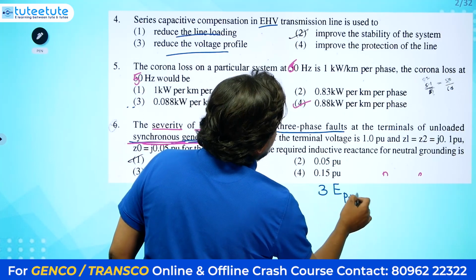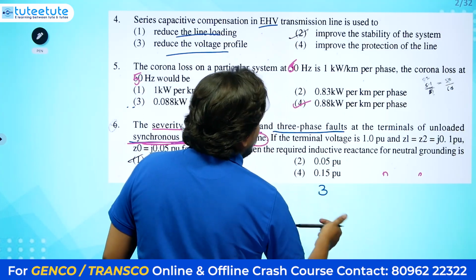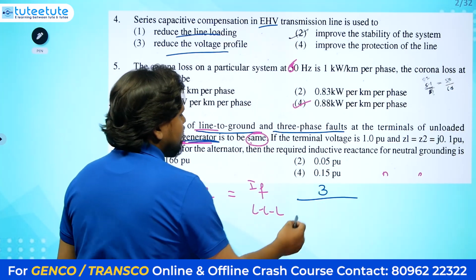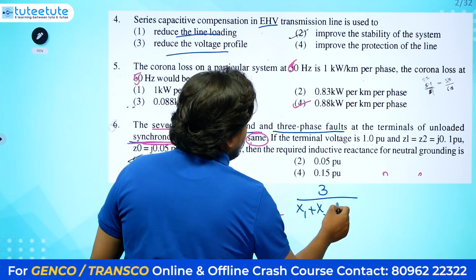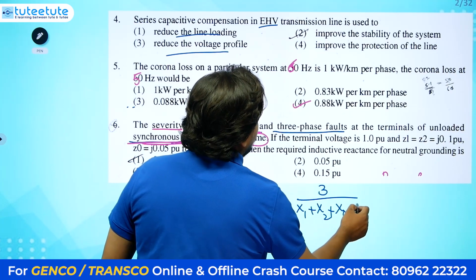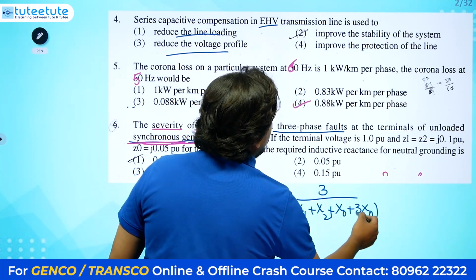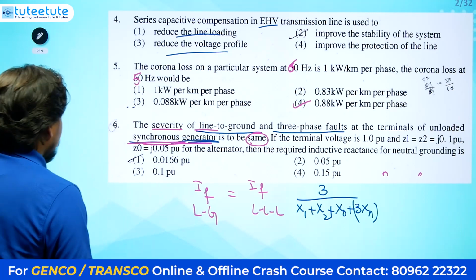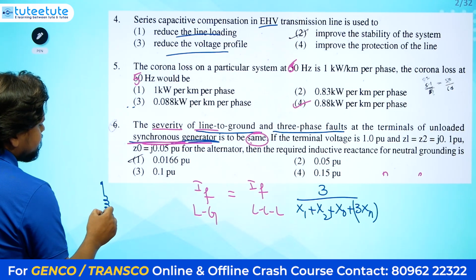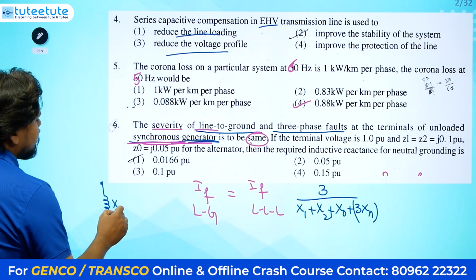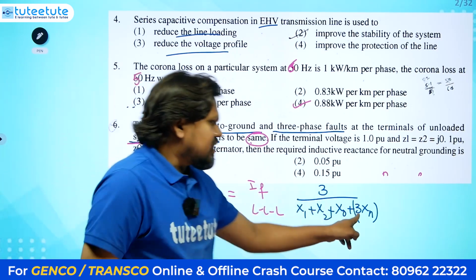Okay, so E per unit is already given as 1 only, no need to consider that. So 3 divided by x1 per unit plus x2 per unit plus x0 per unit plus 3 times the neutral reactance. That means in the generator there is a certain neutral reactance, so we will represent it as 3xn.